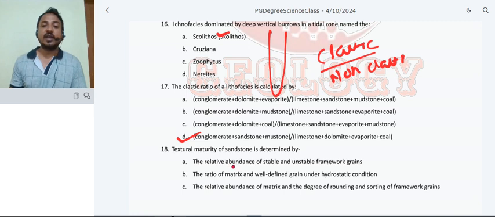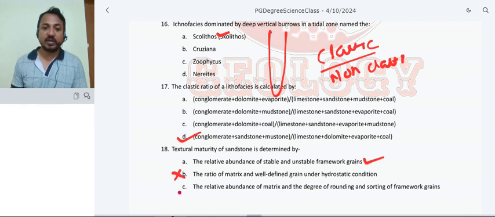Then textural maturity of sandstone is determined by what? First, the relative abundance of stable and unstable minerals indicates the mineralogical maturity. Then the ratio of matrix to well-defined grain under hydrostatic condition is not the option.